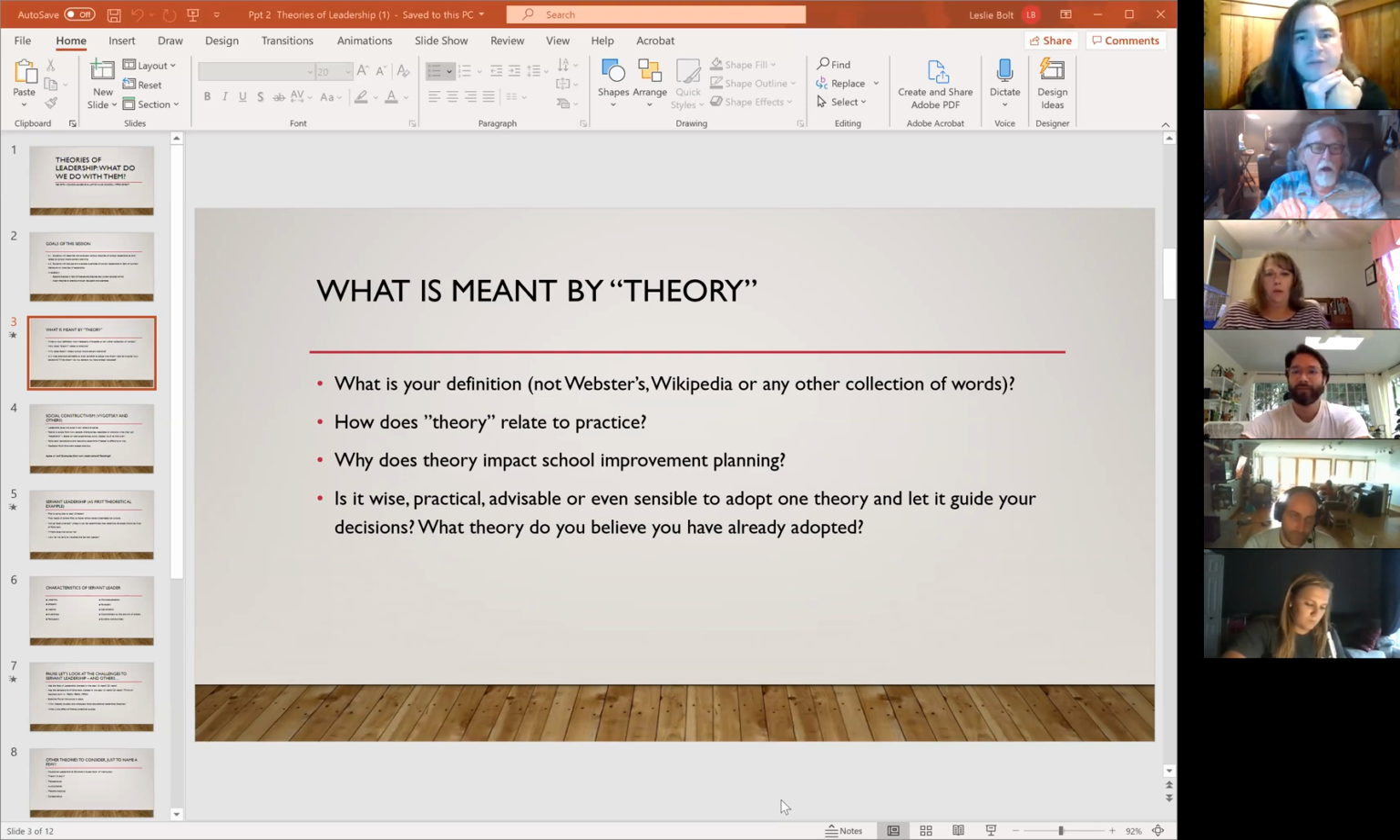Anyone else? I've always viewed it as kind of a malleable hypothesis that you're willing to stake a claim to. Just piggybacking off of what Duncan says, you have a stake in it. I think it can be fluid. You can change with what you learn. All right. Yeah. Other thoughts?